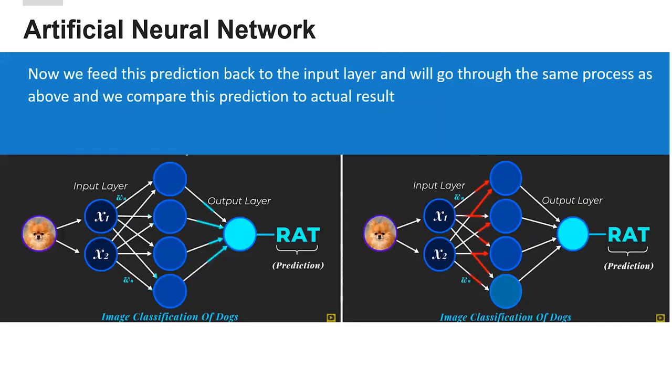Right. So these artificial neural networks are different from machine learning algorithms. Why so? Because a machine learning algorithm is always one-way traffic where you feed in data from the training data set, it gives you a prediction, and then you test on that prediction. But here, once you get a prediction in the output layer, you can send it back through the hidden layers to the input layer, right? So we feed the prediction back to the input layer, go through the same process as above, and we compare this prediction to actual results.